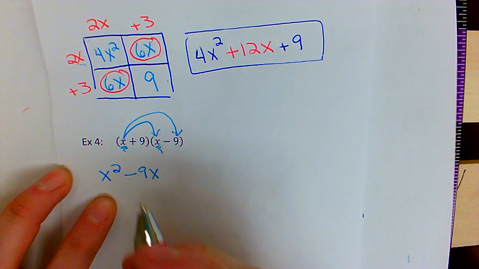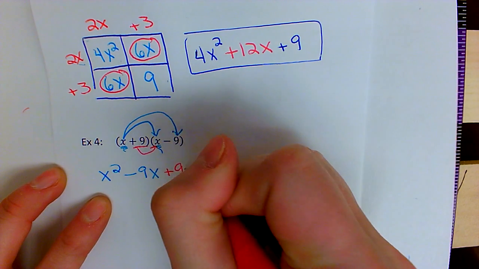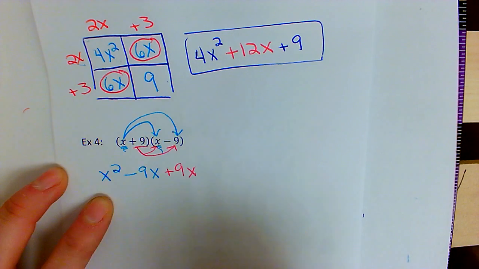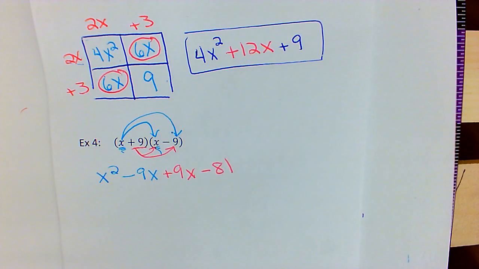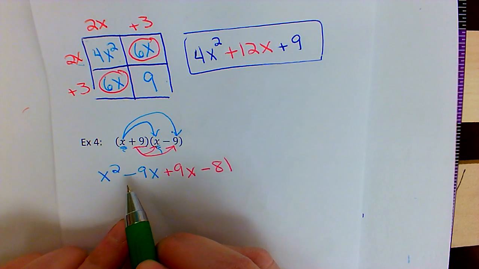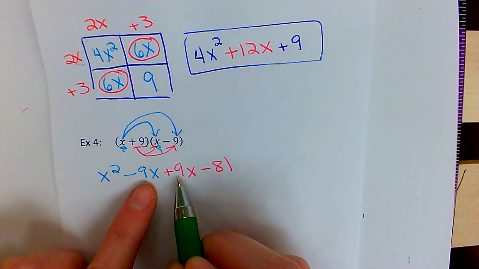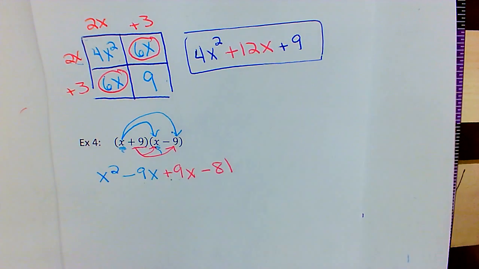Then I've got to distribute the positive 9 here. 9 times x is a positive 9x. And then 9 times negative 9 over here becomes negative 81. This time, when you combine like terms, I've got a positive 9x and a negative 9x. Well, guys, they have the same number and opposite signs, just like when we did elimination, so they cancel each other out.